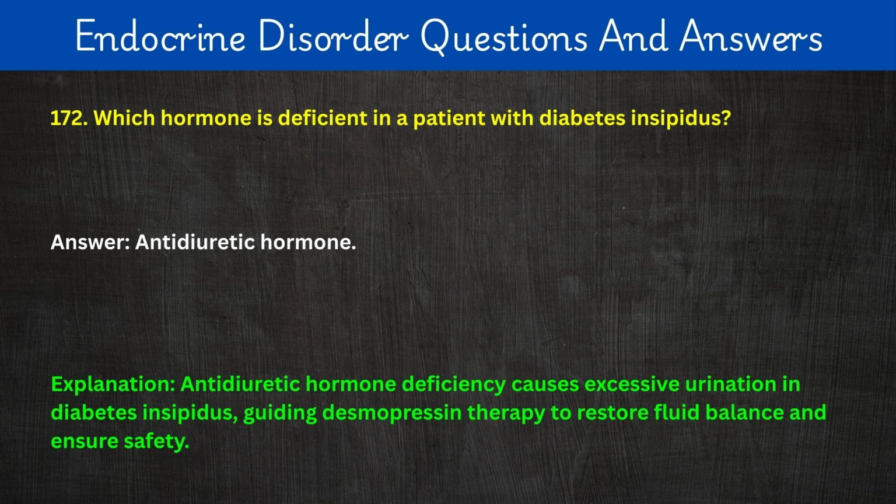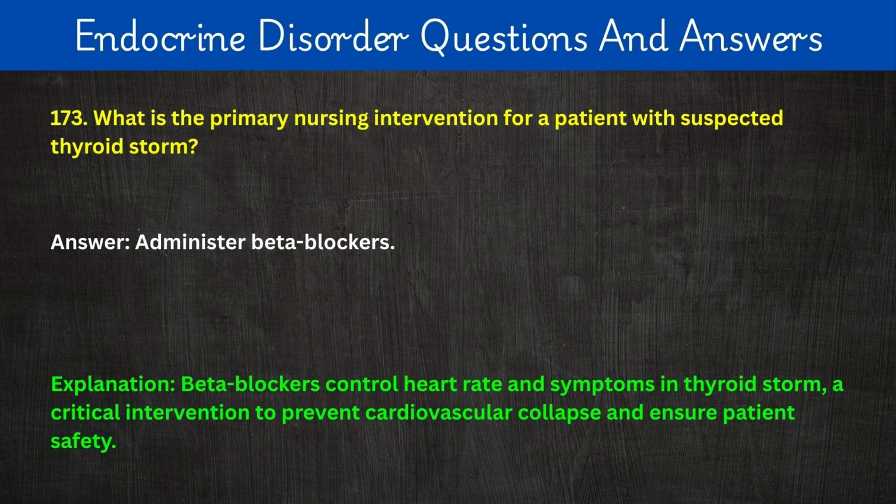172. Which hormone is deficient in a patient with diabetes insipidus? Answer: antidiuretic hormone. Explanation: antidiuretic hormone deficiency causes excessive urination in diabetes insipidus, guiding desmopressin therapy to restore fluid balance and ensure safety.